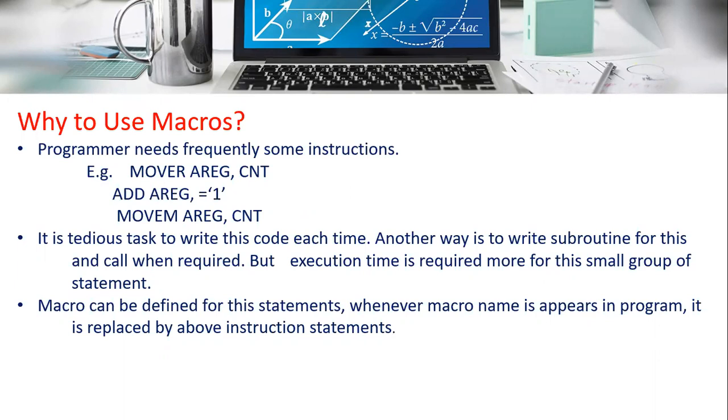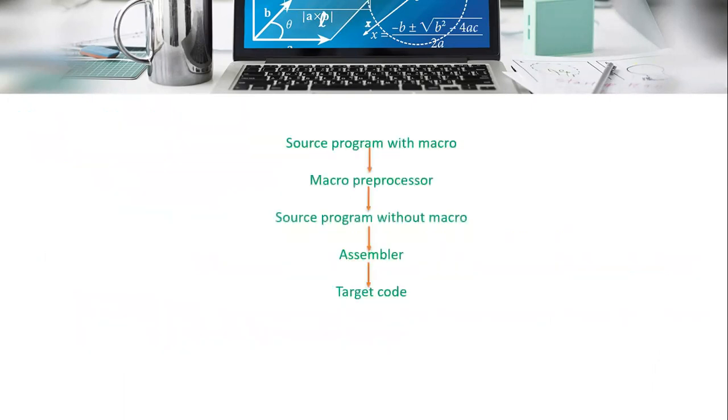Now, we summarize all these things about macros and assemblers in this particular figure. You can see the source program with macro. This is the macro definition, which the source program contains, given to the macro preprocessor first. The macro preprocessor expands our program, the macros will be expanded, and the source program without macro will be generated after the macro preprocessor. The source program without macro is given to the assembler, because this program is in the form of assembly language. These assembly statements need to be processed. For that purpose, we can consider the assembler.